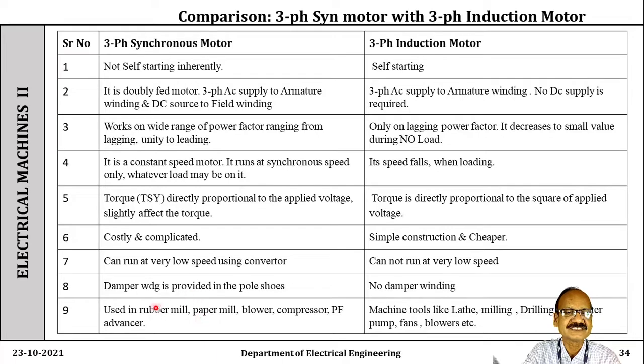The synchronous motor is used in rubber mills, paper mills, blowers, compressors, and as a power factor enhancer. It is also used as a cheap source of reactive power control. Whereas the three-phase induction motor is used for driving machine tools like lathe machines, milling and drilling machines, water pumps, woodworking machines, fans, pumps, blowers, etc.